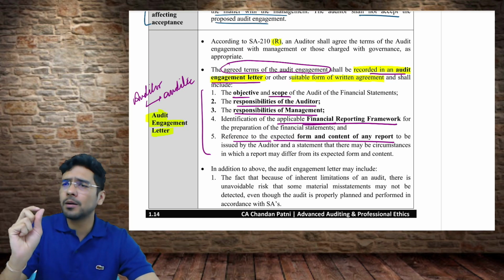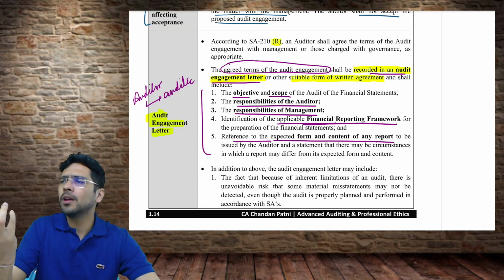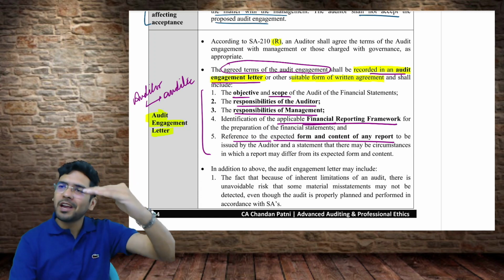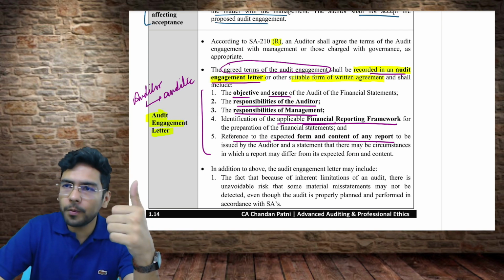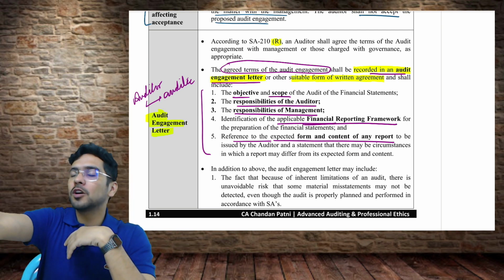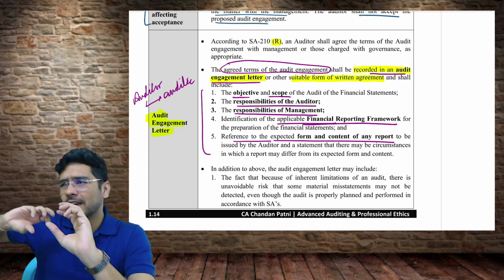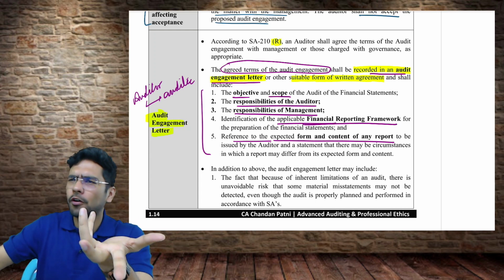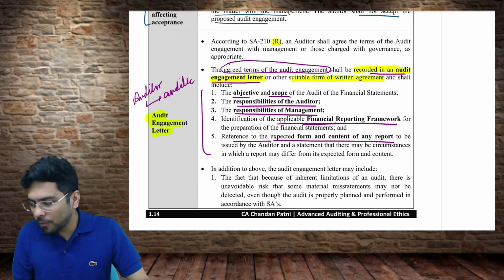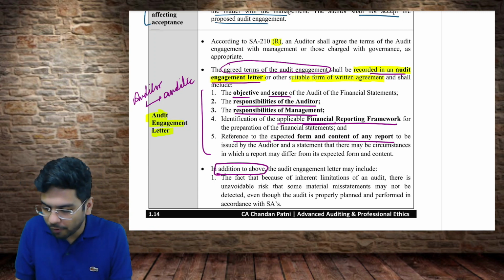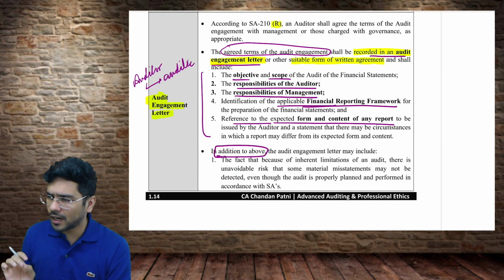So we can give them a reference copy of an audit report. What are the 5 things that should be there in the audit engagement letter? Number 1, objective, scope, my responsibility, your responsibility, applicable FRF, and I can also attach a draft audit report copy for your reference. Are you all okay with this? But apart from this, in addition to the above, I can have other points also.